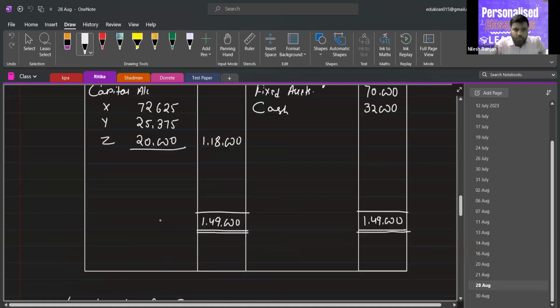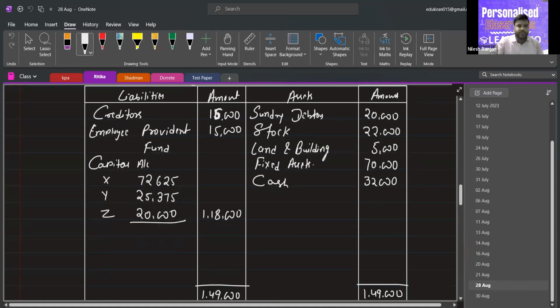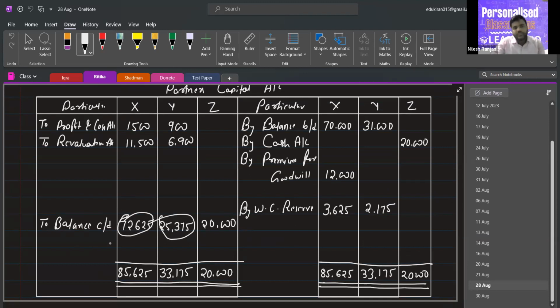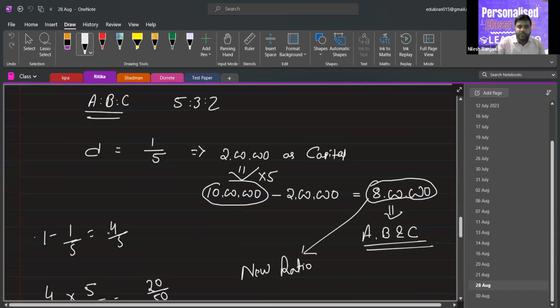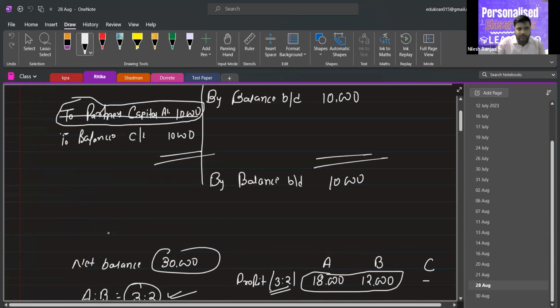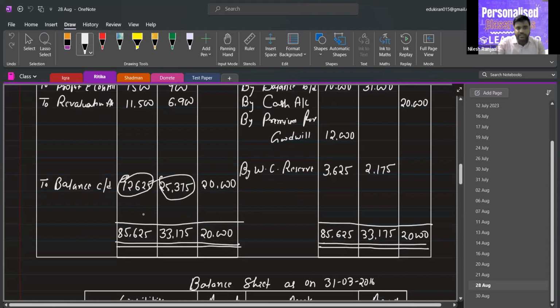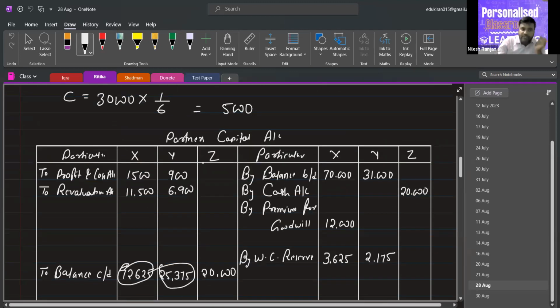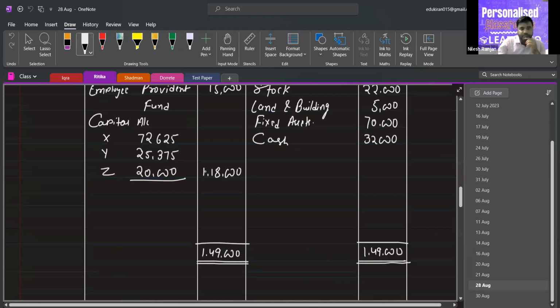We have done a portion here. So this is what we have calculated here. This is the adjusted capital of each partner. And on the basis of these capital, we calculate the proportionate capital of X, Y, and Z.